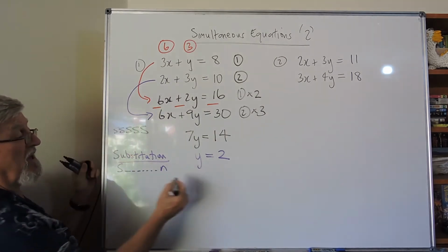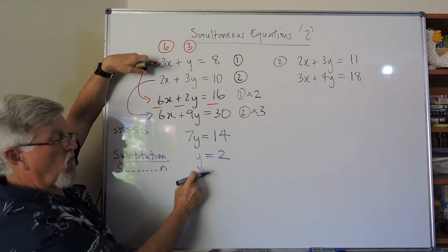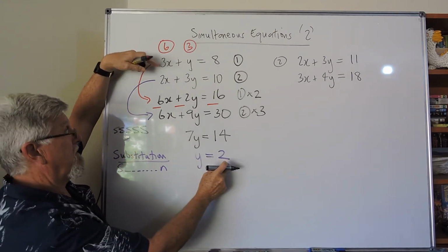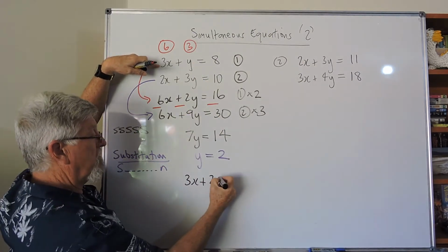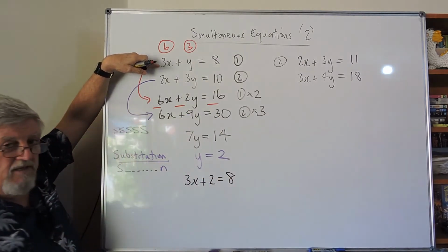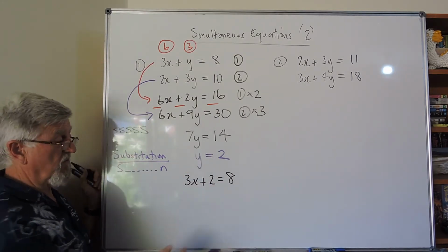So if I substitute that into the first equation, wherever it says y, I'm going to replace it by 2. So I've got 3x plus 2 equals 8. This is telling us the other answer. We know what one of the numbers was. Now it tells us what the other one was.